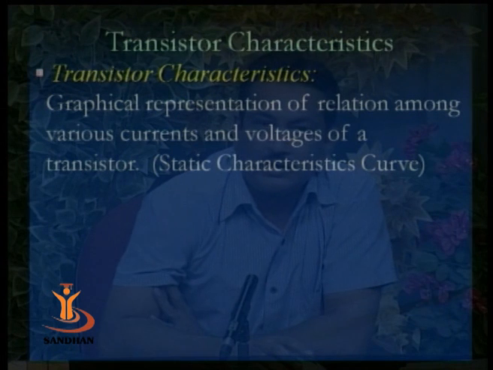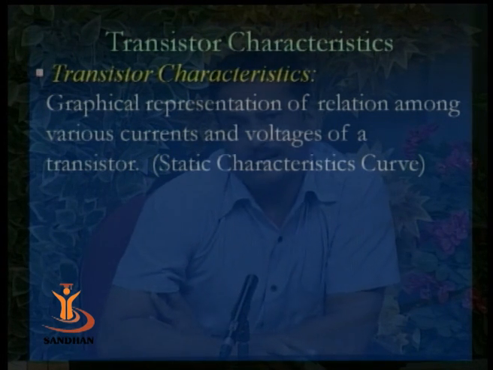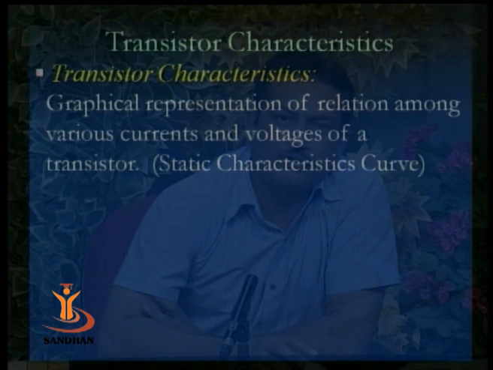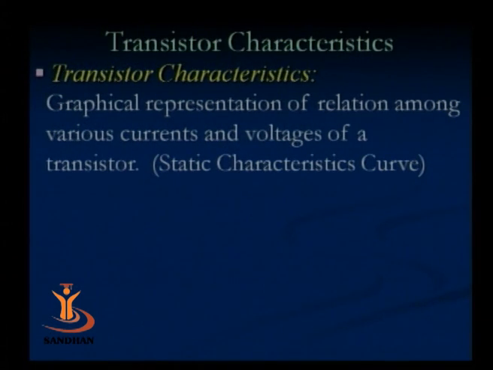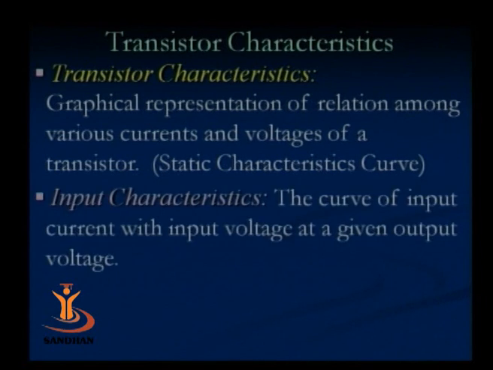Okay, the transistor characteristics, what they actually are, is nothing but the graphical representation of the relation among different currents and voltages. We have seen in the earlier figures that there are many currents and voltages associated when a transistor is operated, either in common emitter, common collector or common base mode. So if we interrelate them graphically, whatever comes out we call its characteristics. Be clear that it is nothing but the graphical representation of current and voltage. Normally they are referred to as the static characteristic curves.